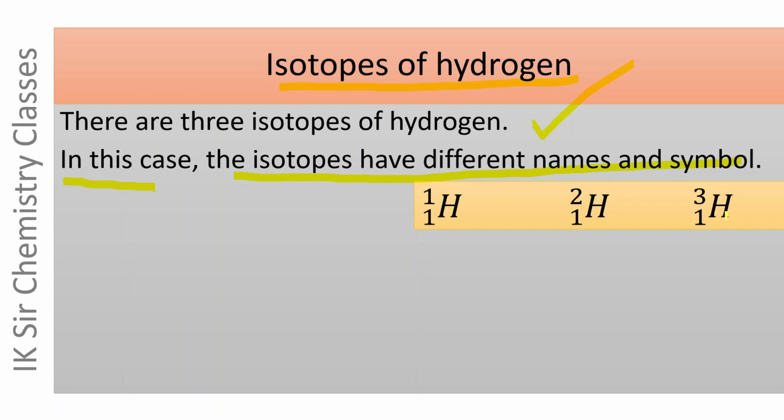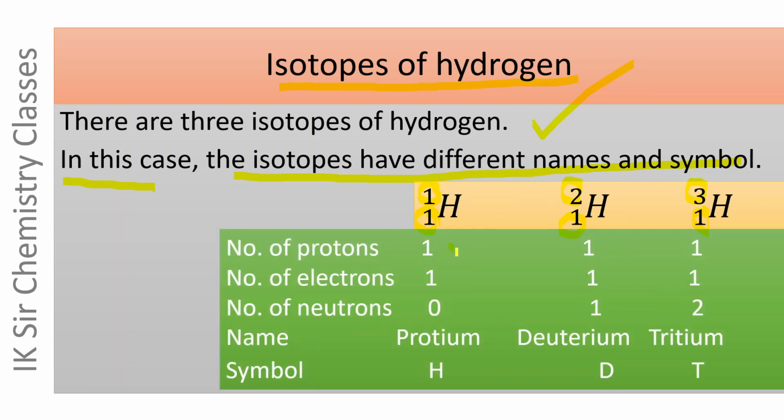All of these isotopes of hydrogen have the same atomic number 1, but they differ in mass number. Here the mass number is 1, here the mass number is 2, and here the mass number is 3. All will have the same number of protons, 1 in the nucleus, and the same number of electrons, 1 in the extranuclear region. The number of neutrons, that is A minus Z, 1 minus 1 is equal to 0. Here the number of neutrons is 2 minus 1, that is 1. And in this case, the number of neutrons is 3 minus 1, that is 2.